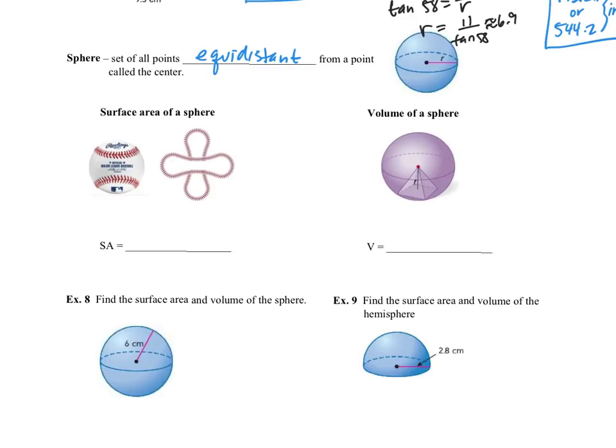All right, so let's look at two formulas, the formula for the surface area of a sphere and the formula for the volume of a sphere.